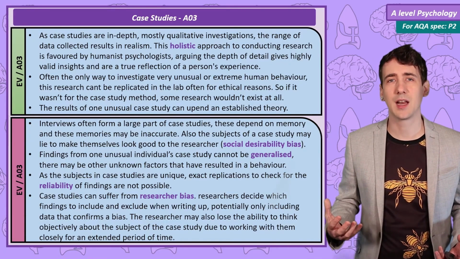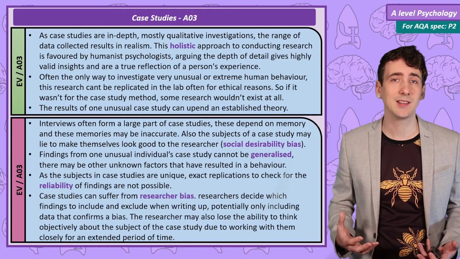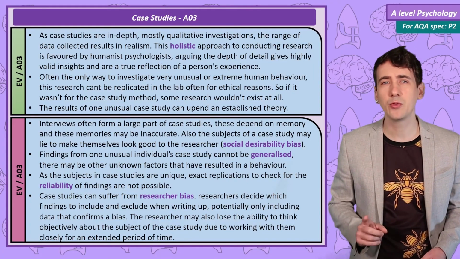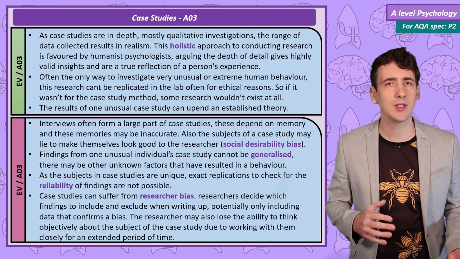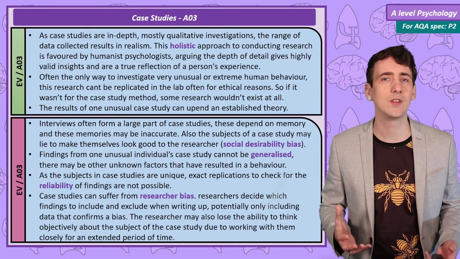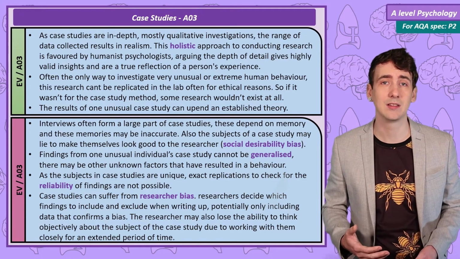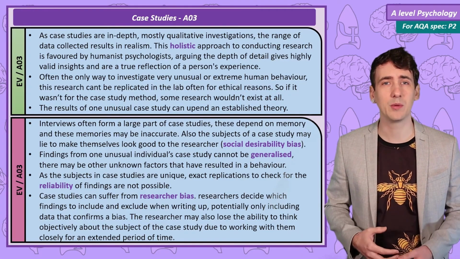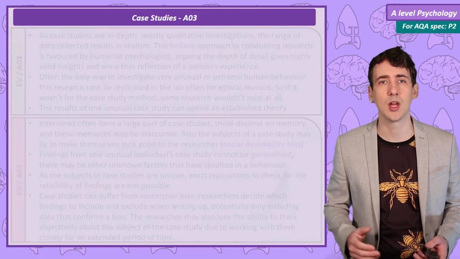And while the amount of data collected is large, this presents another problem. Sometimes more data is collected than can actually be used. And the researcher ultimately decides what to include in the report, and might only include data that supports their ideas. Now, this is one example of researcher bias. Another way case studies suffer from researcher bias is as the researchers work so closely with a case, often over many years, they may lose objectivity when interpreting behavior.